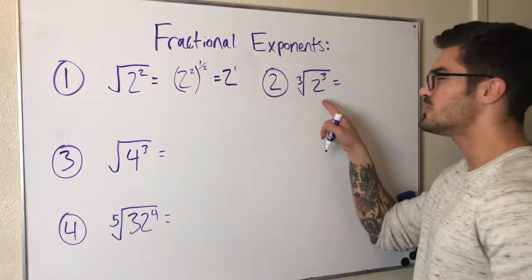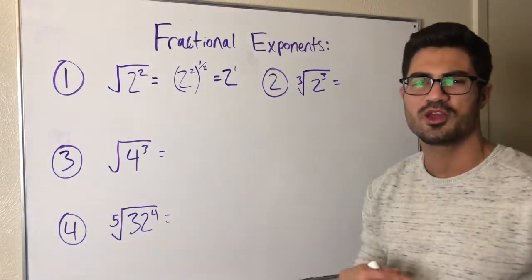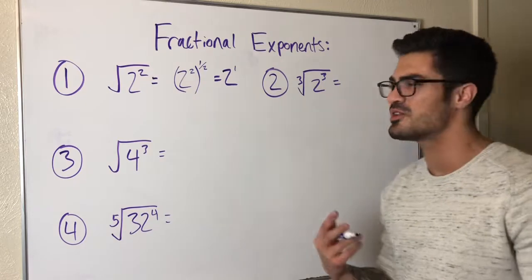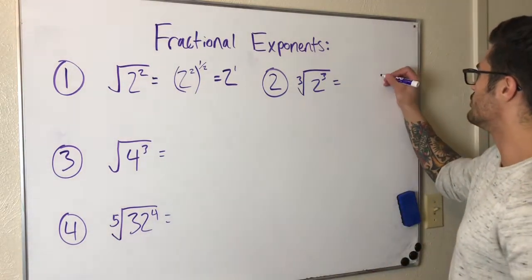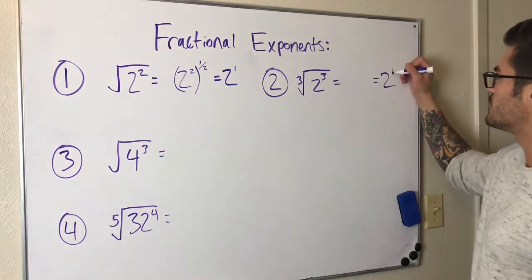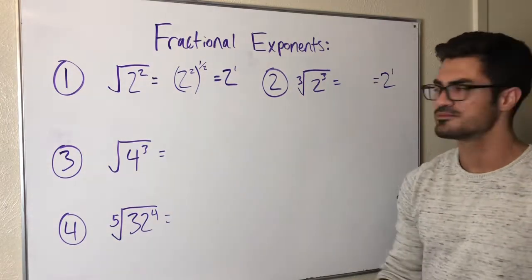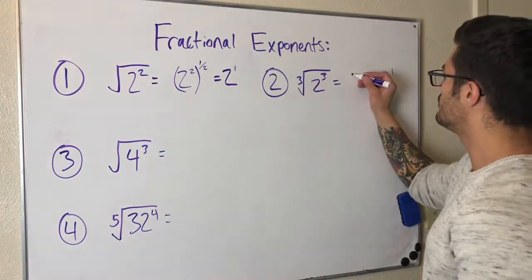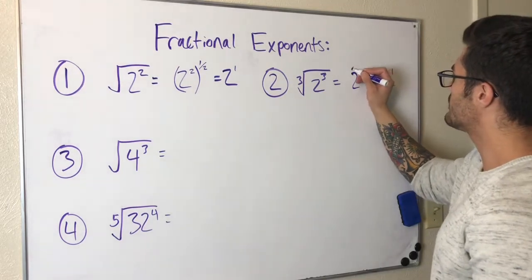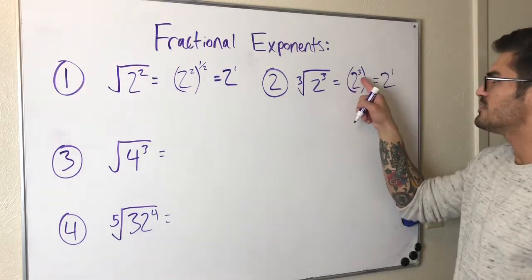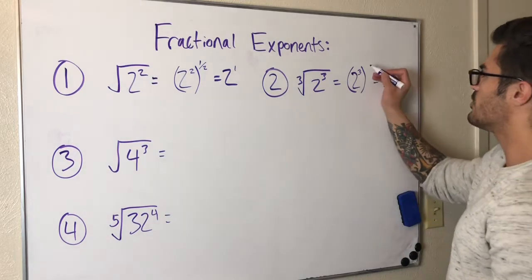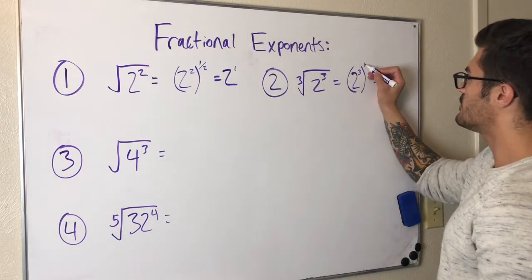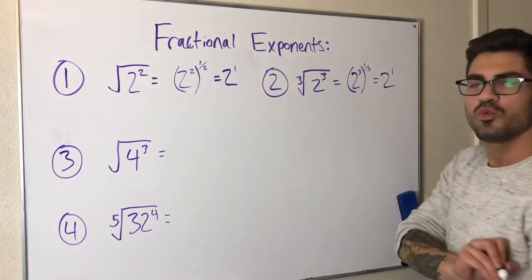So same idea. You cube something, and then you take the cube root. You get right back to that something that you started with. So this is simply 2, which is 2 to the first power, right? Same thing. And now you probably can already see what's going to happen here. We have 2 cubed, and we're doing something to this 2 cubed that's bringing this cubed back down to a 1. So we can rewrite cube root as 1/3.